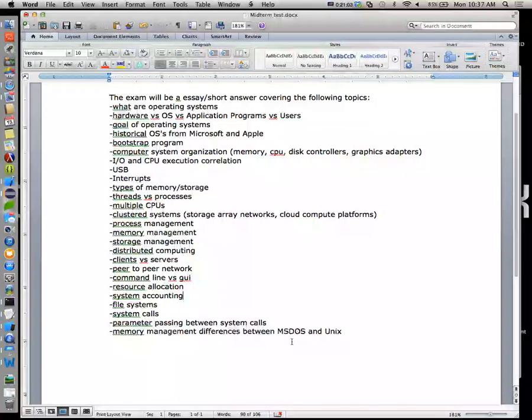Memory management, differences between MS-DOS and Unix. That was really the discussion that we had dealing with the difference between a single user-centric operating system versus a multi-user-centric operating system. What decisions do they have to make? We just started talking about that at the high level. We'll pick up there and talk about that a little bit more today to flesh out what you're going to need to know for the midterm.